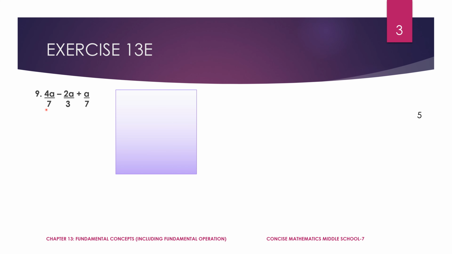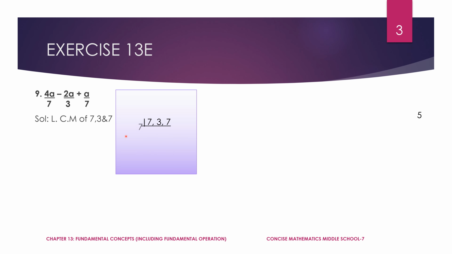Next question. 4a by 2 minus 7 minus a by 7 minus 2a by 3 plus a by 7. This is our question. Even here the denominators are different. So take the LCM of 2, 3 and 7. Right? I'm just writing in a rough area.